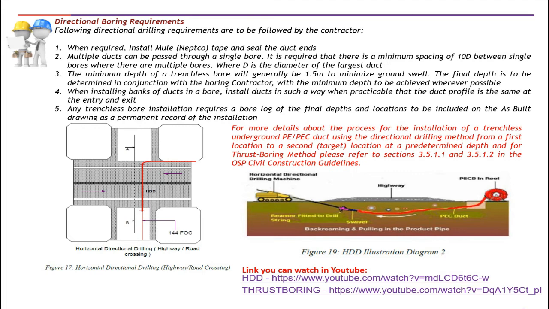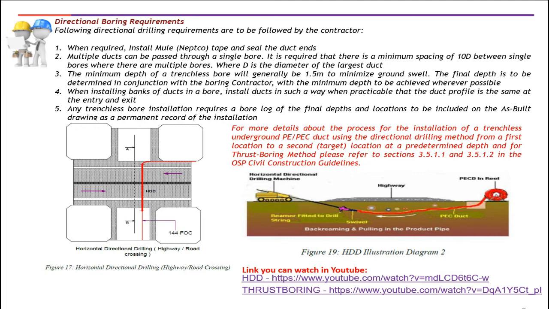The final depth is to be determined in conjunction with the boring contractor, with the minimum depth to be achieved wherever possible. When installing duct banks of ducts in a bore, install the ducts in such a way, when practicable, that the duct profile is the same at the entry and exit. We also need a bore log of the final depth and the location to be included on the as-built drawing as a permanent record for the installation.